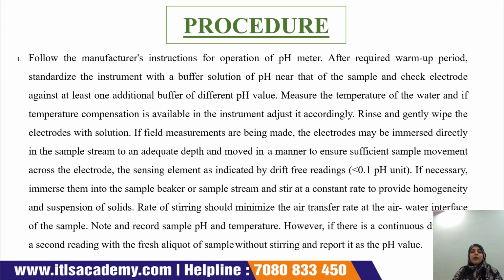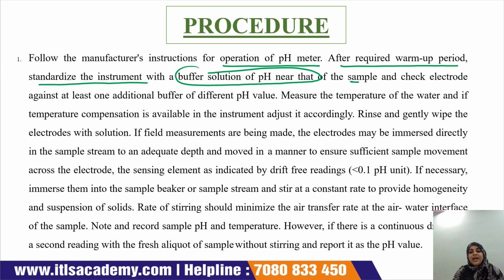Now the procedure: we have to follow the instructions from the manufacturer for the operation of the pH meter. After a required warm-up period, standardize the instrument with a buffer solution of pH near that of the sample and check the electrode against at least one additional buffer of different pH. That is the calibration part that I already told you. For calibration we take two different buffer solutions whose pH we already know. After calibration, we simply dip the electrode inside the sample and measure the value, also following the manufacturer's instructions.